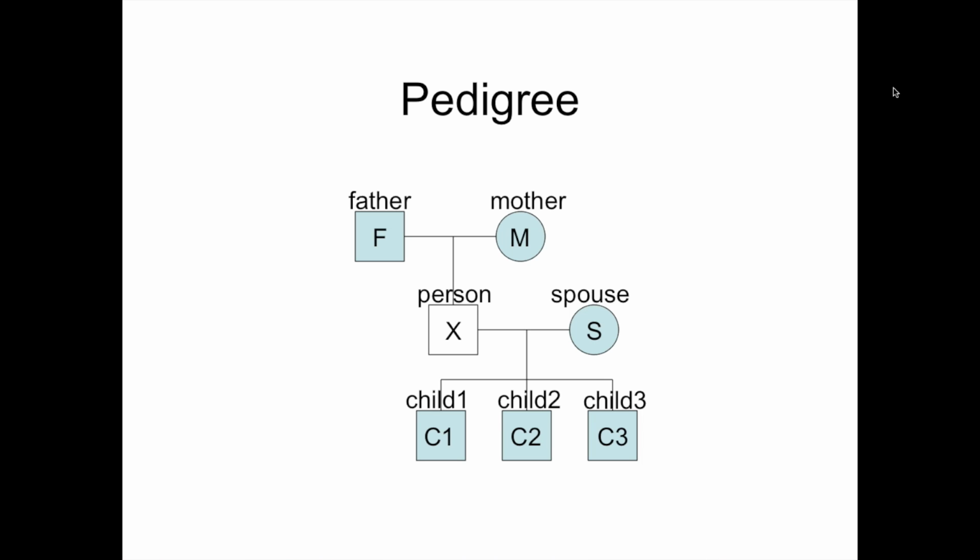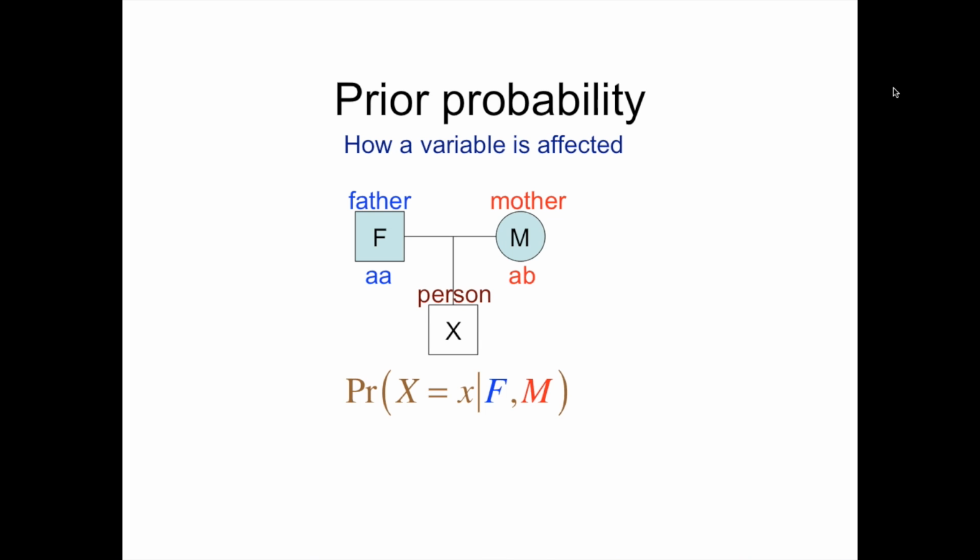The task is to determine the random quantity X, which is the genotype of the person in the pedigree. So if we're going to use Bayes' theorem, we're going to have to use priors and likelihoods in order to obtain posterior probabilities of genotypes. So let's take a look at what a prior probability here means for a genotype. That's how a variable is affected by other conditions.